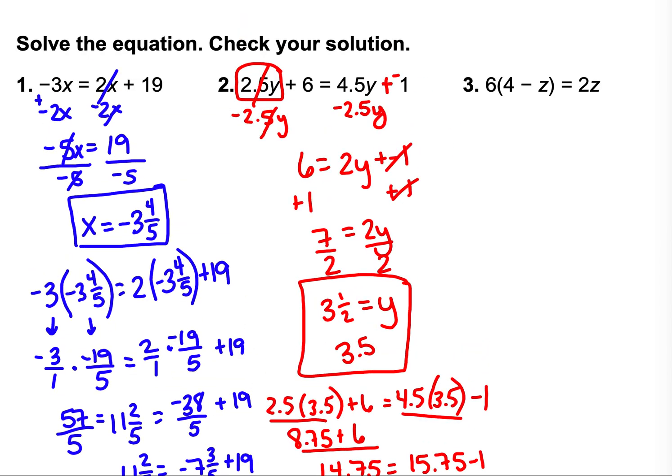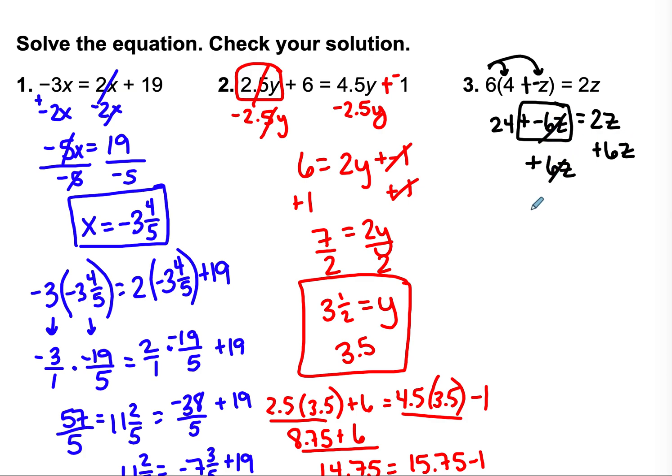All right, whew, last one. So I have 6 times the quantity 4 minus z equals 2z. I need to start by doing the distributive property. 6 times 4 is 24. 6 times a negative z is going to be negative 6z equals 2z. I only have one side with a constant. I have two sides with a variable, which means I have to move this plus negative 6z first. I do that by adding a positive 6z, because negative 6 plus positive 6 equals 0.